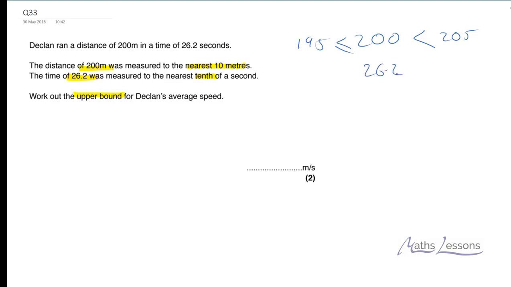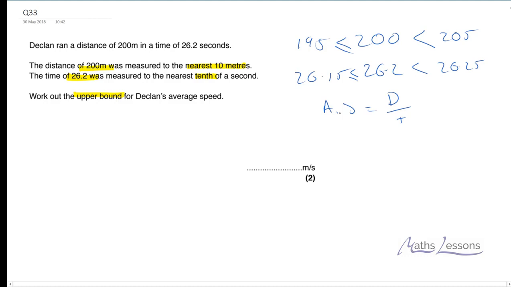26.2 is to the nearest tenth of a second, so it will be less than 26.25 and it will be greater than 26.15. Now we want to get his average speed, so it's in metres per second, so therefore we're going to do distance divided by time. His average speed is equal to the distance travelled divided by the time it's taken.